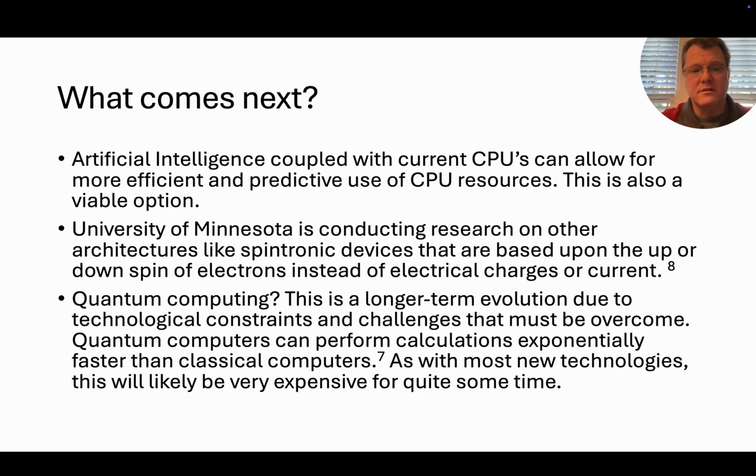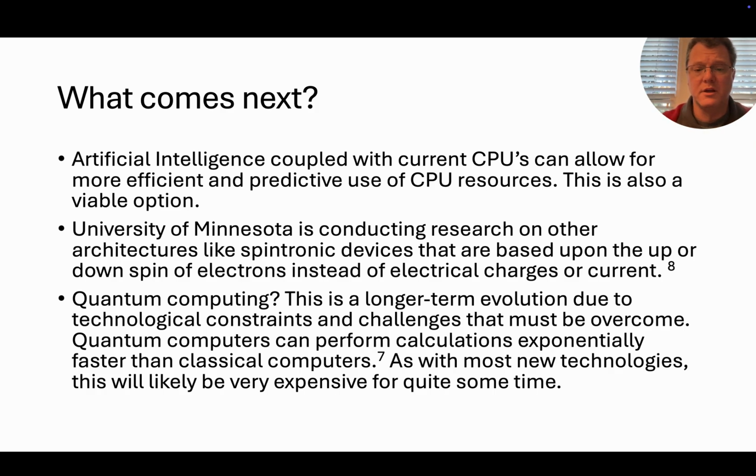Then you have entities like the University of Minnesota who are conducting research in other architectures and what they call spintronic devices. And these are based on the up or down spin of electrons instead of electrical charges or current. Then you have things like quantum computing. And this is a much longer term evolution due to technological constraints and challenges that must be overcome to make them a more everyday type of device.